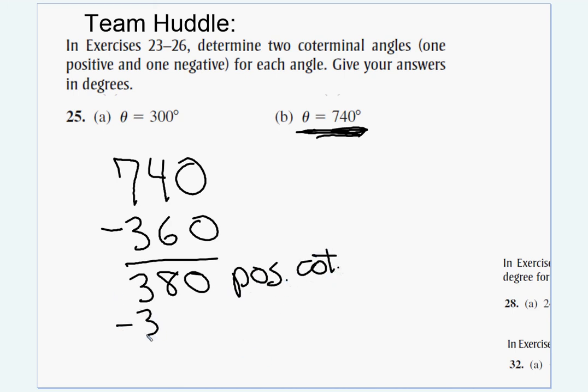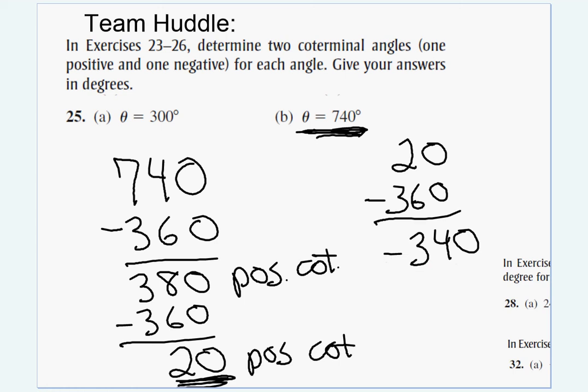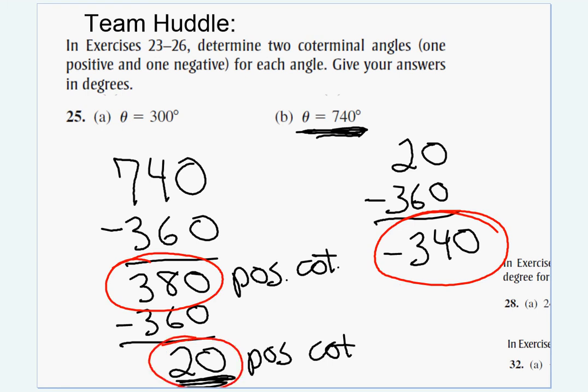And it looks like if we subtract another circle, another 360, we're still positive. So 20 is another positive coterminal angle. They want us to get at least to a negative one. So here we are left off at 20. Let's subtract another 360. 20 minus 360 is negative 340. So there we found our first negative coterminal. We found a couple positives along the way as we were trying to get there.